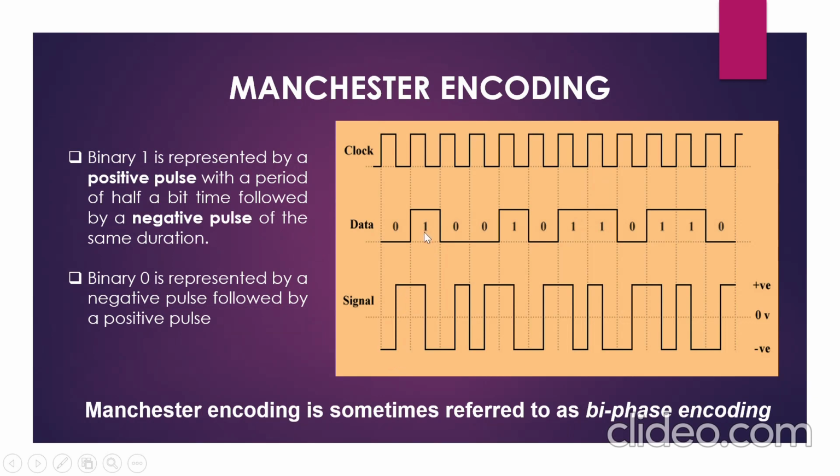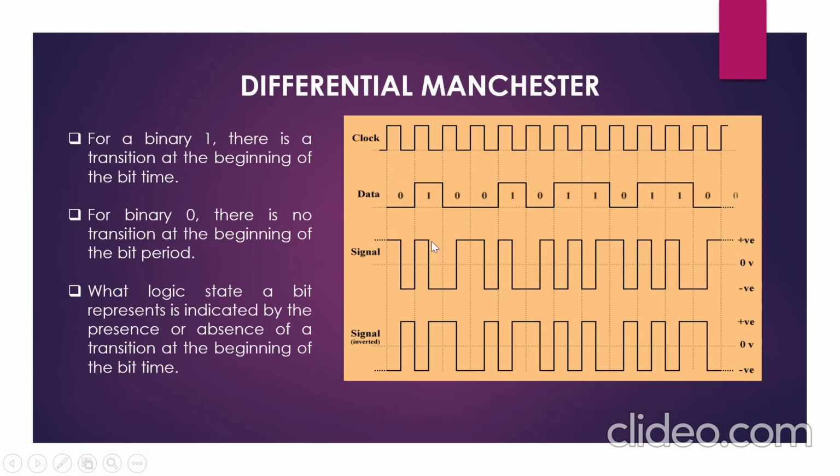So for this one, it is represented by a positive voltage but followed by a transition to a negative voltage during the same bit time. Same for this, 0 is represented by a negative voltage but followed by a transition to a positive voltage during the same bit time, and the process would go on. Then there is differential Manchester encoding, in which for a binary 1 there is a transition at the beginning of the bit time, and to represent binary 0, there is no transition at the beginning of the bit period or bit time.